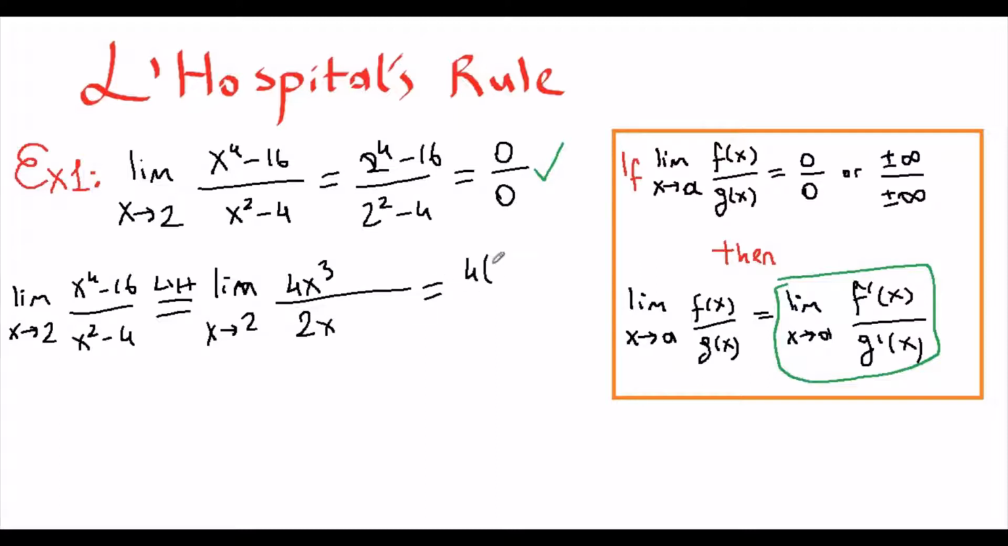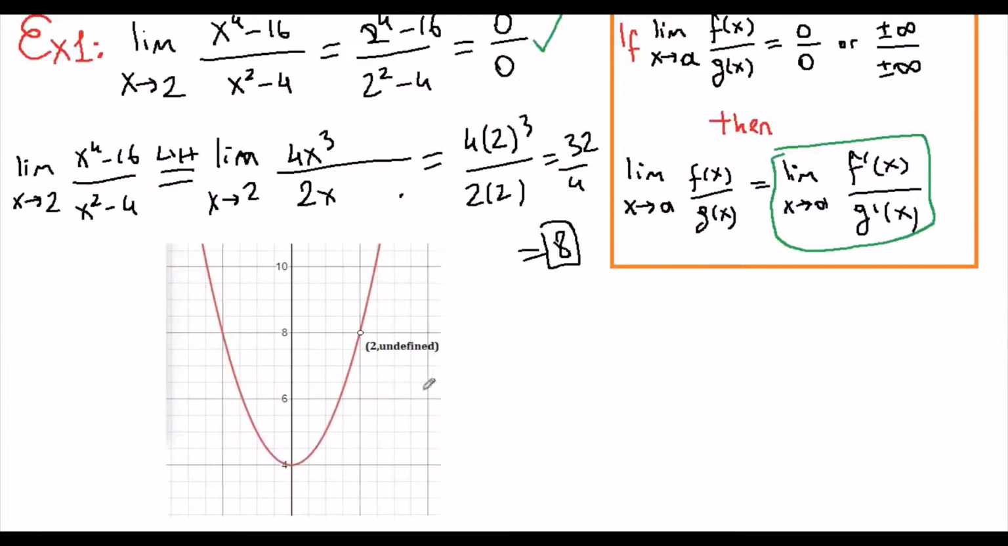So 4 times 2 to the 3rd power over 2 times 2. So 2 to the 3rd is 8. 8 times 4 is 32. 32 over 4, which is 8. So this limit is approaching 8. Let's see it graphically. If we observe the graph, we can see that our function is undefined at 2, but the limit at 2 is approaching 8 because the left limit and the right limit are equal to 8.